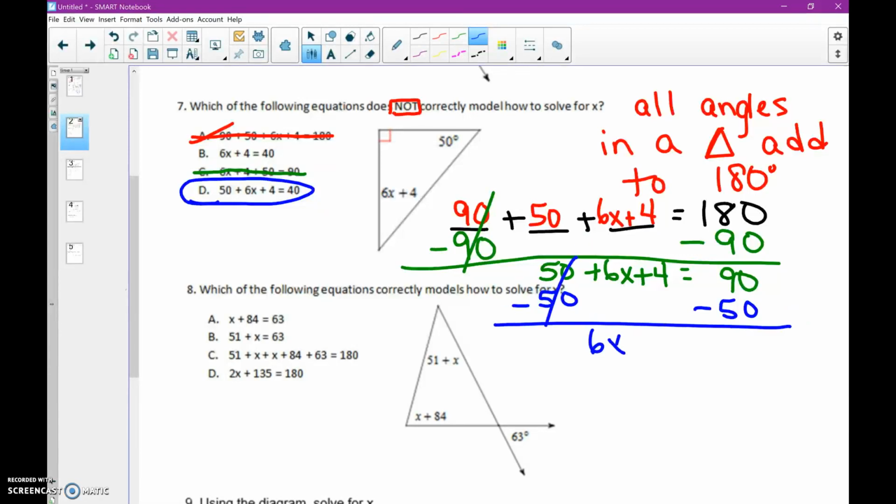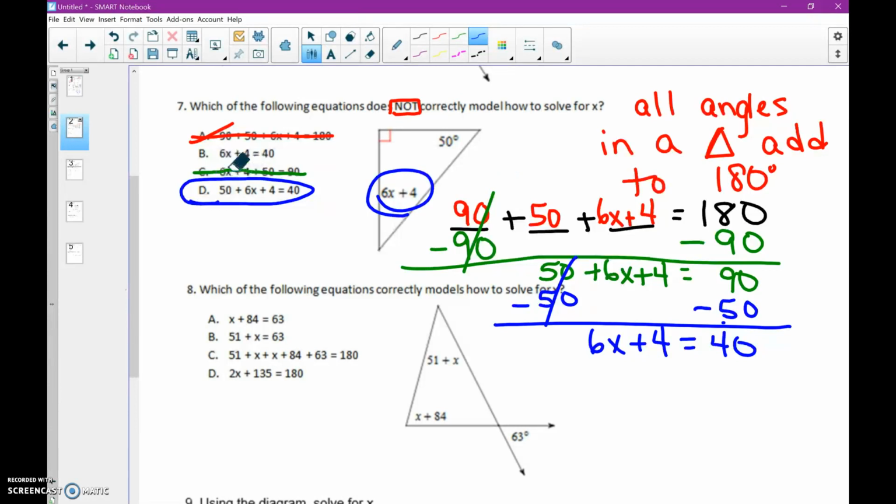And you will indeed get that 6x plus 4 should be equal to 40. So in other words, this angle right here should equal 40 degrees. That's what they're basically telling you. You can also kind of use the triangle to help you with this one. You can reason with what they give you.